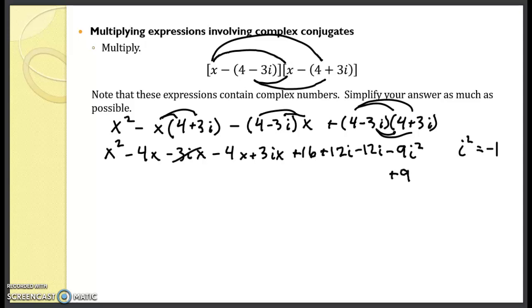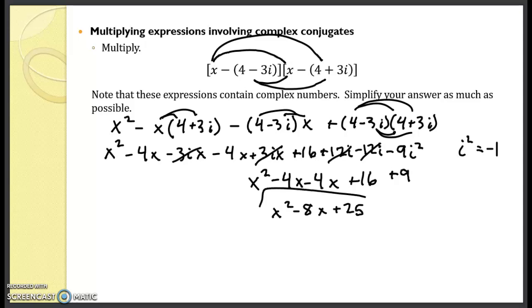Negative 3ix becomes 0 because I have a positive 3ix. And then negative 12i and positive 12i come to 0. So I end up with x squared minus 4x minus 4x plus 16 plus 9. Simplify that a little more and I get x squared minus 8x plus 25. So it comes out to be a nice little quadratic function there. Okay? There's multiplying expressions involving complex conjugates.